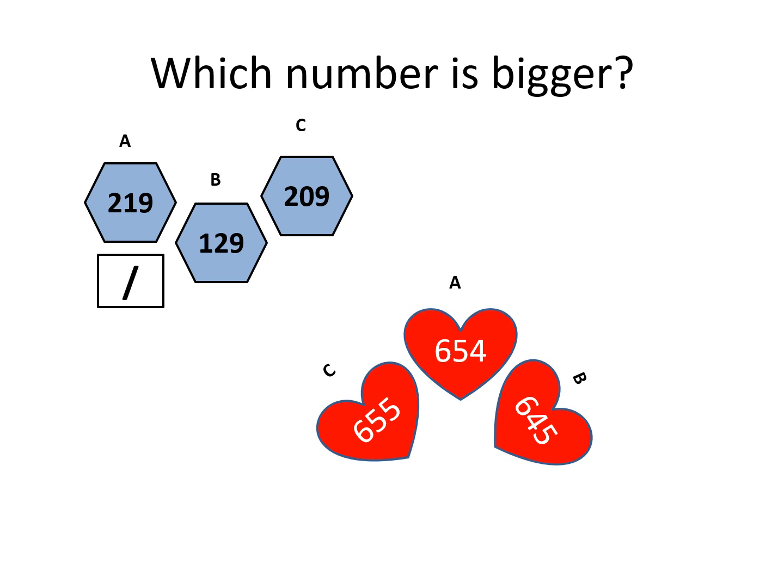Now look at the second question, the red heart. A, B, and C, which is bigger? Is it A? Is it B? Or is it C? Okay? After you do the working on your paper, you will find that C is the bigger one. Okay? Now you understand? Alright, if you understand, that is very good.